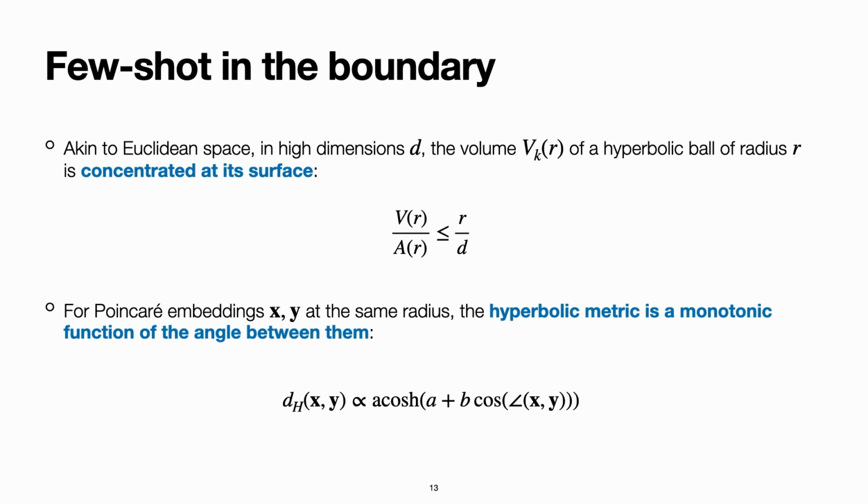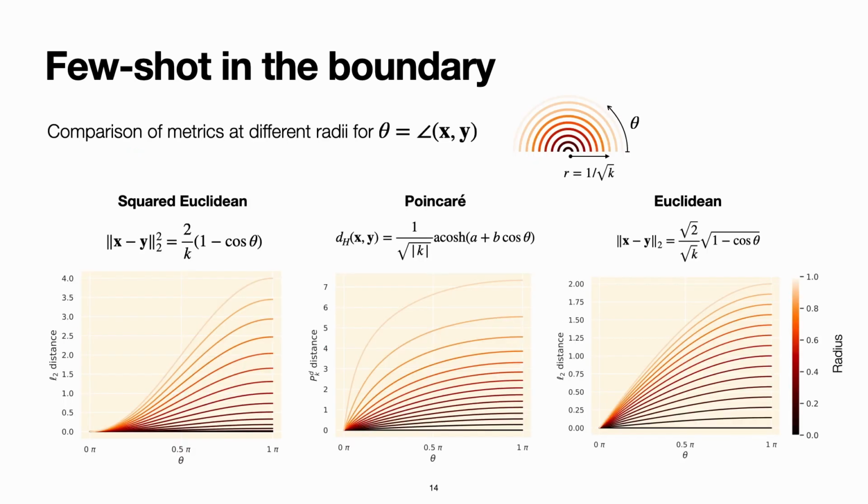And to see this in more detail, consider here a comparison between the squared Euclidean metric, the Poincaré metric, and the Euclidean metric for embeddings lying at the same radius, ranging from 0 to 1, and having an angle between them, theta, ranging from 0 to pi. We can see here that the squared Euclidean is considerably different from the Poincaré metric. And note that the squared Euclidean metric was the one typically used in prototypical networks that were compared against hyperbolic space. However, if we compare the Poincaré metric in the center with the Euclidean one on the right, we also see that the latter becomes a good approximation of the hyperbolic distance.